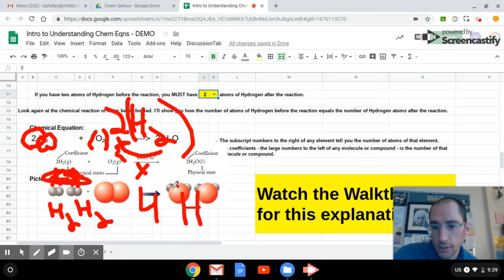Where did it go? What did it become? Here it is right here, there and there. Okay, there are your 2 hydrogens. And then these 2 are right here, 1 and 2. So notice we didn't lose any. There are 2 H2s, another 2 H2s, and there they are right there. We didn't lose any, didn't gain any.